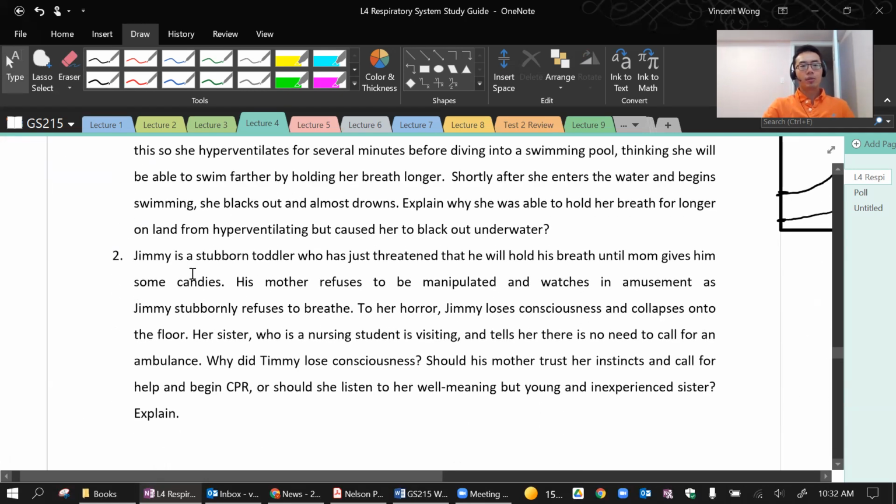Next, we have Jimmy, who is a very stubborn toddler and has just threatened that he will hold his breath until his mom gives him some candies. His mom refuses to be manipulated and watches in amusement as Jimmy stubbornly refuses to breathe. To her horror, Jimmy loses consciousness and collapses onto the floor. Her sister, who is a nursing student, is visiting and tells her there is no need to call for an ambulance. Why did Jimmy, sorry, I'm mixing up the name now, lose consciousness?